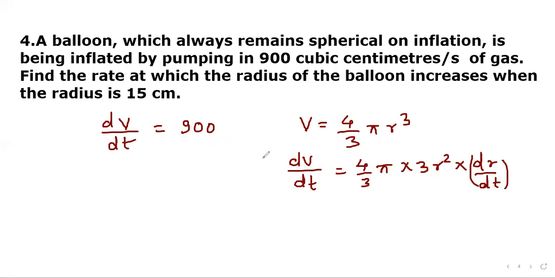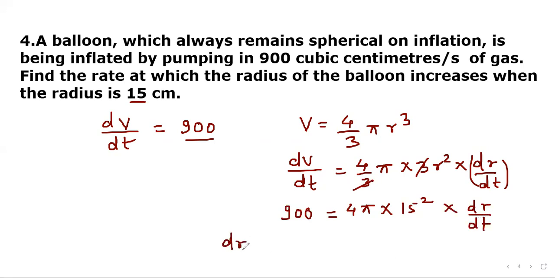So we can put the other values: dV upon dt is given as 900, equal to 4 by 3 pi, the 3 will cancel out, 4 pi times r square, where r is given as 15, so 15 square into dr upon dt. Or dr upon dt will be 900 divided by 4 pi into 225. We can evaluate it, and the unit will be centimeter per second.